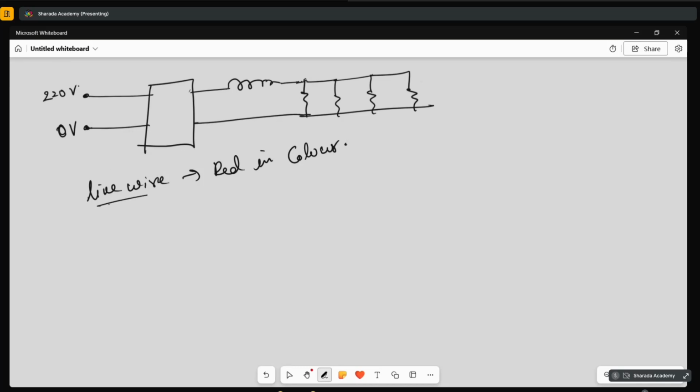One is called the live wire. That voltage is 220 volts. Another wire is the neutral wire. There, the voltage will be 0 volts.